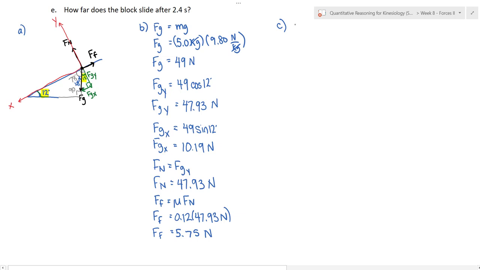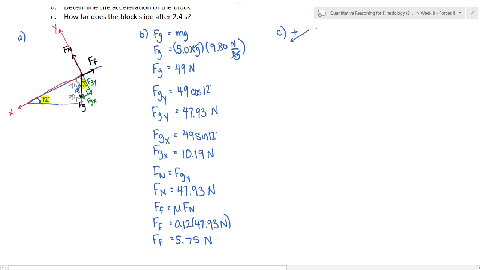So I'm going to decide which way I want positive to be. I like making the positive direction the direction the object is actually moving. So I'm going to say positive is going down the ramp, which kind of looks like that. It's going that way down the ramp. And then I'm going to write F net in the x direction is equal to, now what forces are acting in the x direction? Do we have anything that's pulling the object down the ramp? So it's Fgx. Fgx is pulling the object down the ramp.